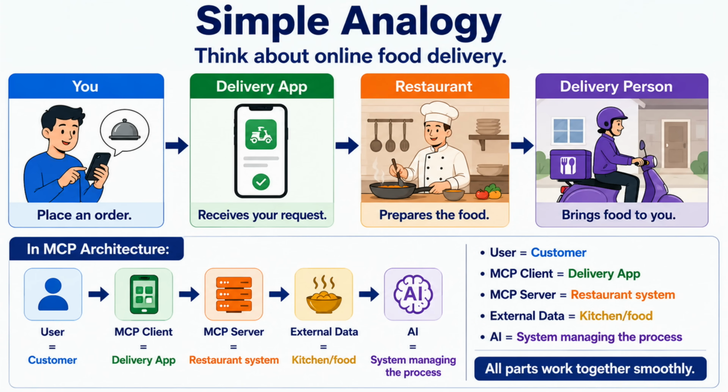Now we will see a simple analogy. Think about online food delivery. You place an order. The delivery app receives your request. The restaurant prepares the food. The delivery person brings food to you. In MCP architecture, user equals customer, MCP client equals delivery app, MCP server equals restaurant system, external data equals kitchen or food, and AI equals the system managing the process. All parts work together smoothly.